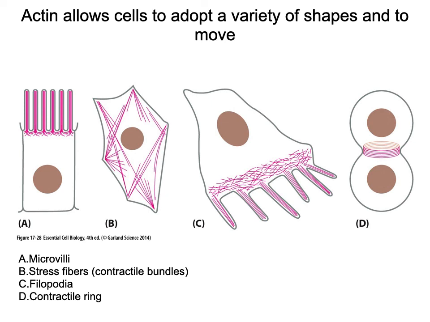So in panel A, we can see the microvilli, and we had talked about how the projections that can be formed on the cell, like microvilli, would actually have actin to create that shape.